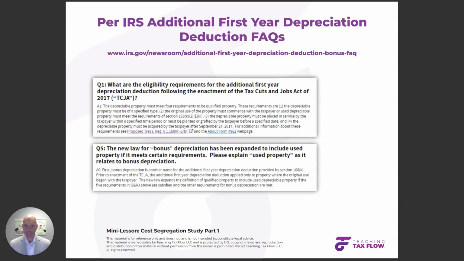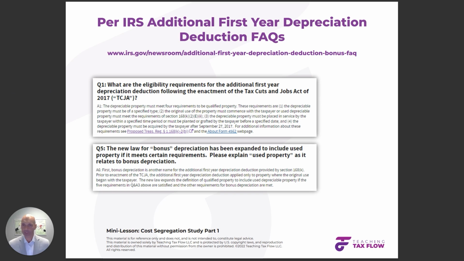The Tax Cuts and Jobs Act of 2017 changed how we look at cost segregation studies, and it made the cost segregation study much more attractive to real estate investors. We're going to talk about the application in part two. But let's talk about the TCJA, our acronym for Tax Cuts and Jobs Act. This can be found on this link right here, right to the IRS website. So if you want to pause this and go to the link, feel free.